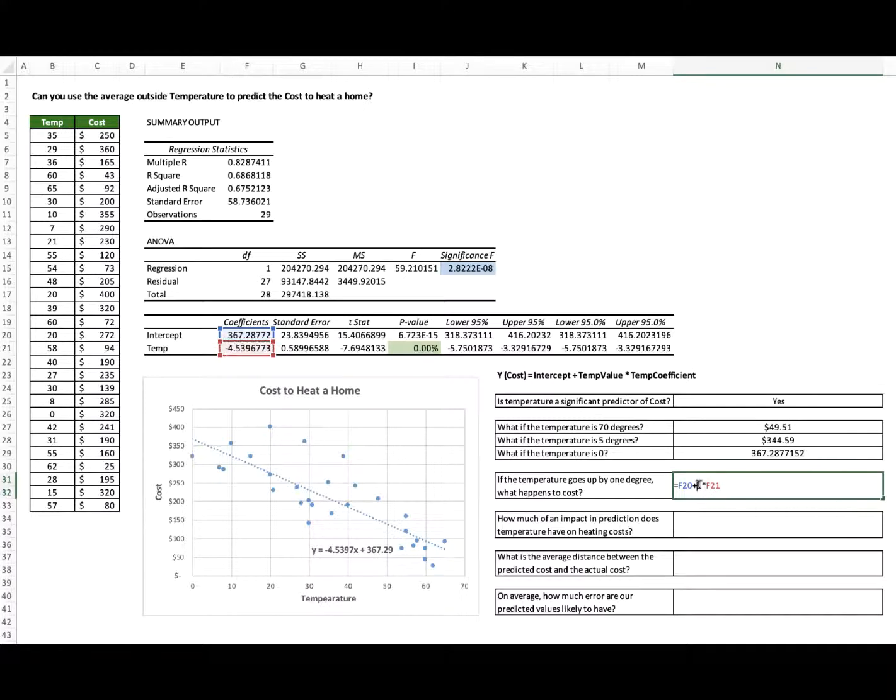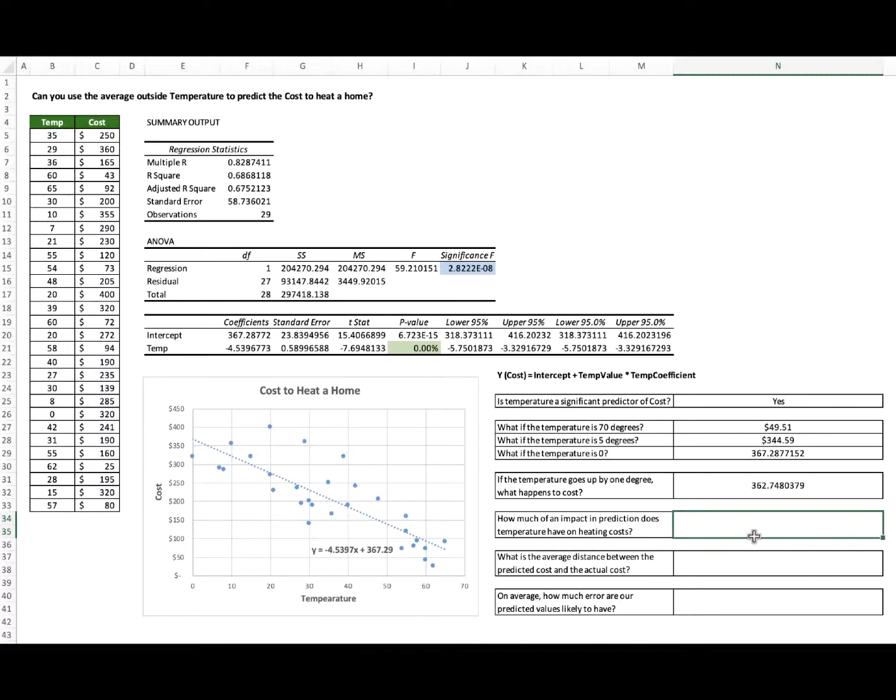So it's just simple math. This part is going to equal whatever this coefficient is because you're multiplying by 1. If we multiplied by 2 degrees, it would be double that, approximately $9. So for every degree the temperature goes up, the cost goes down by $4.54. In this case for a grand total of $362, so it took it from $367 to $362.